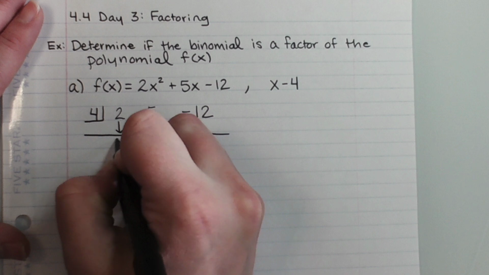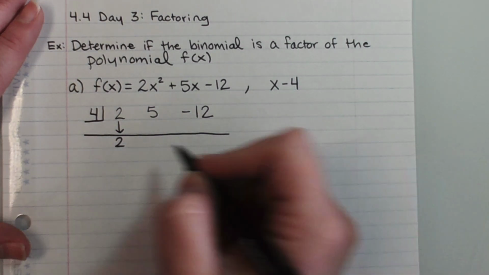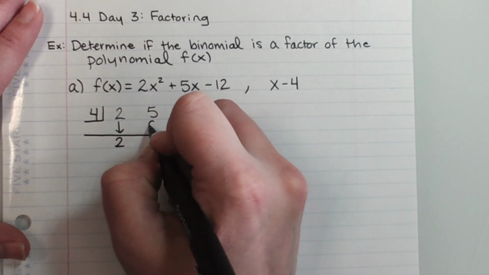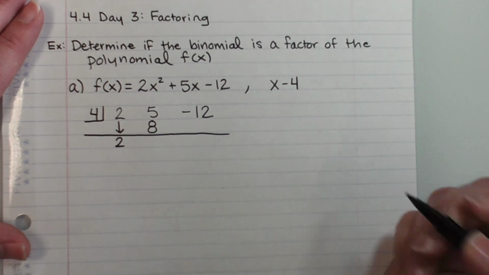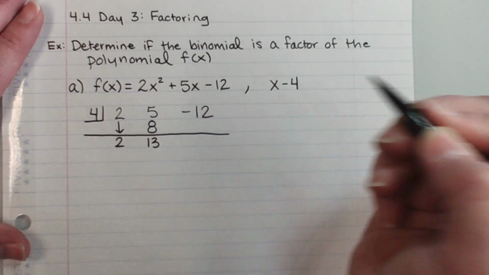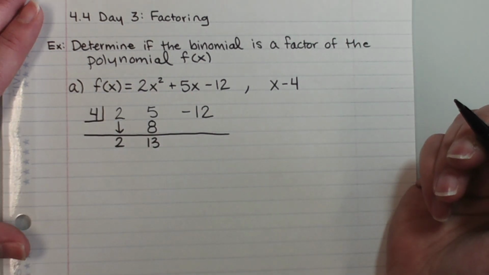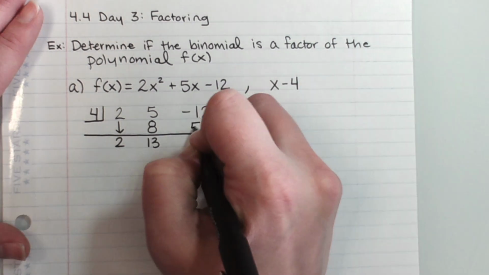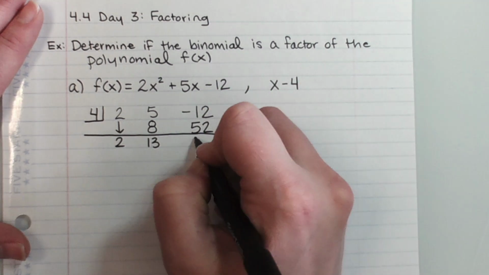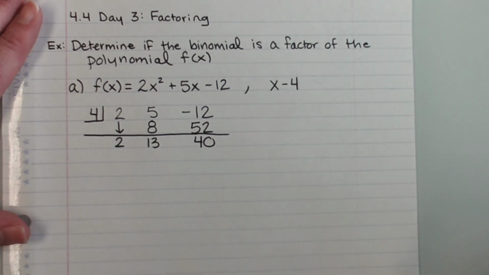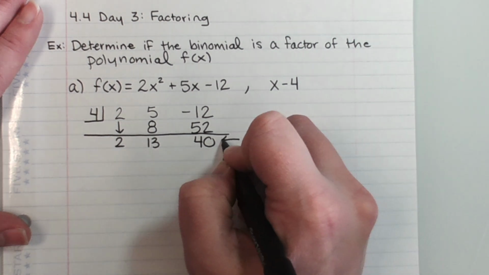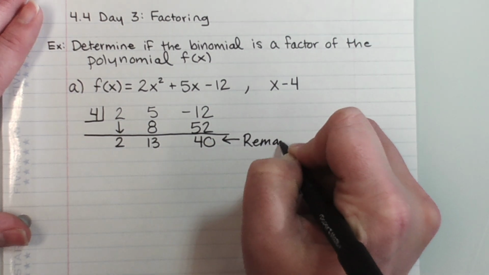Bring the 2 down, it's a 2, and then I multiply. 4 times 2 is 8, I write it there, and then we add, and then we multiply. 4 times 13 is 52, and then we add. What's the remainder? It's always this one, so that's the remainder.